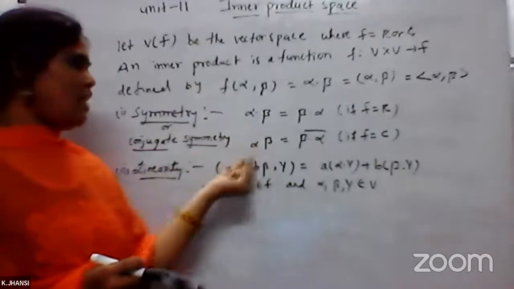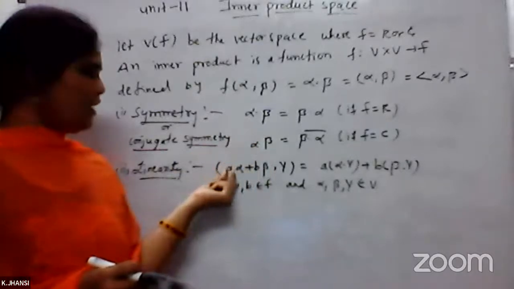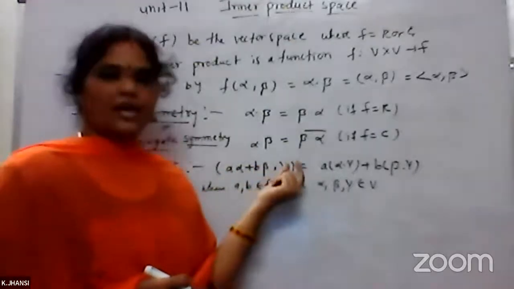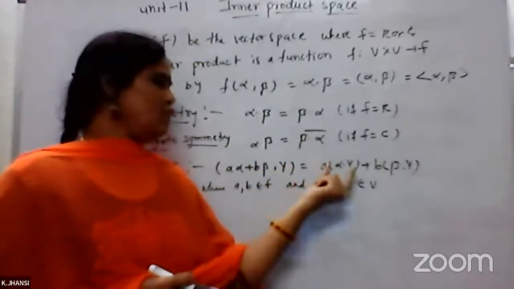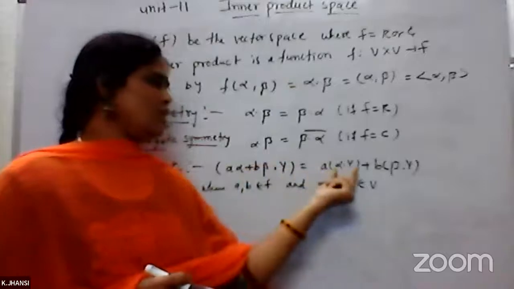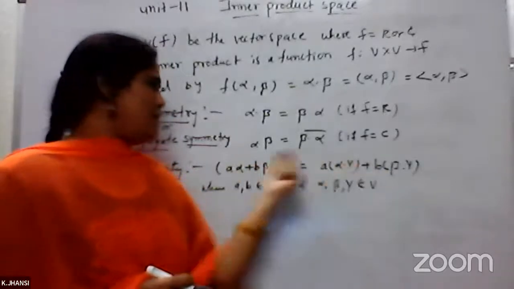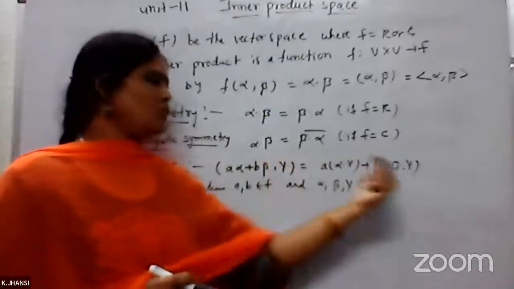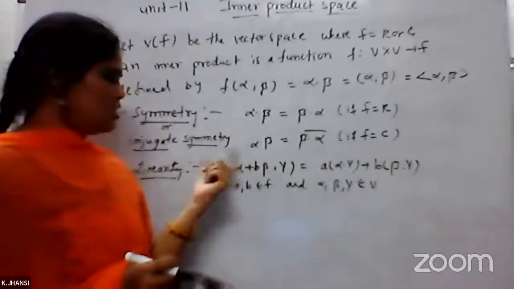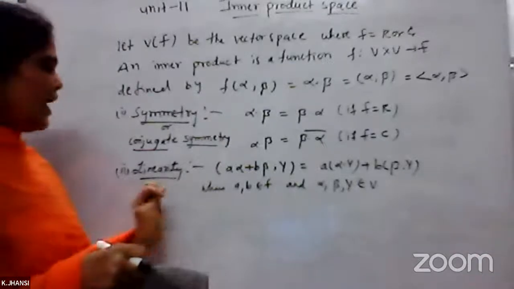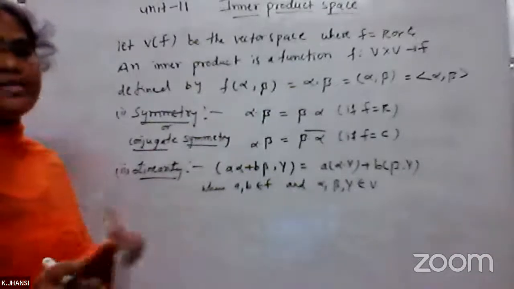Whatever alpha and beta are there, you multiply them with the scalars a and b, and you take another vector, gamma. Then if you do the multiplication, you take a outside: alpha into gamma, plus b outside: beta into gamma. If the left hand side and right hand side are both the same, then the second property is satisfied. It is called linearity.